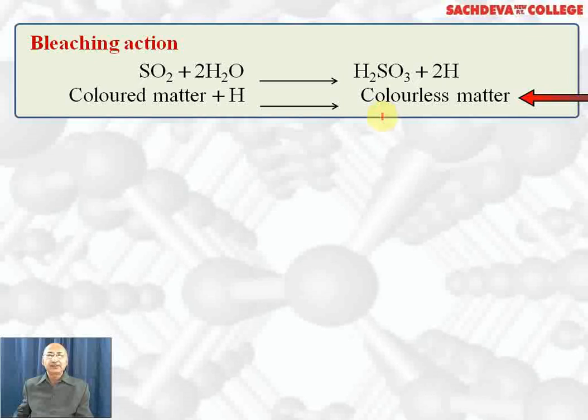Whereas chlorine is a permanent bleaching agent because chlorine bleaches by oxidation. And once the colored substance is oxidized to a colorless substance, it cannot regain its color back. SO2 is a temporary bleaching agent, Cl2 is a permanent bleaching agent. SO2 bleaches by reduction, chlorine bleaches by oxidation.